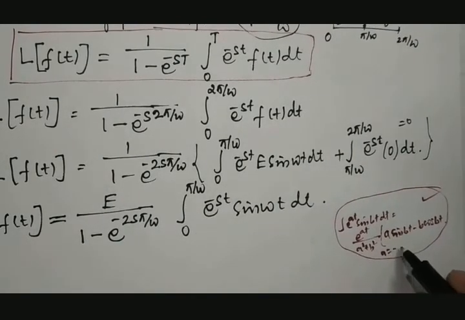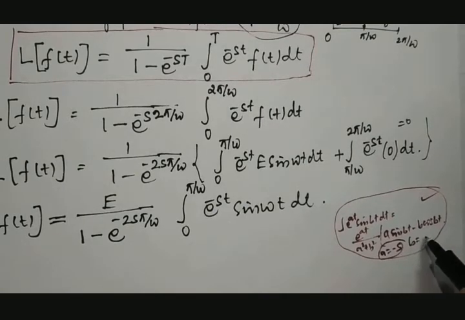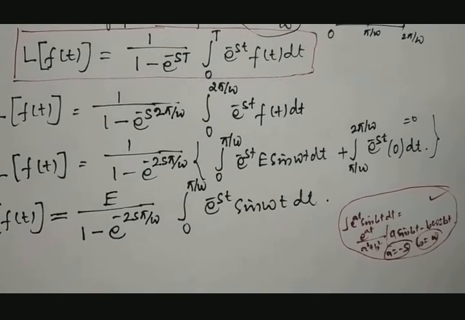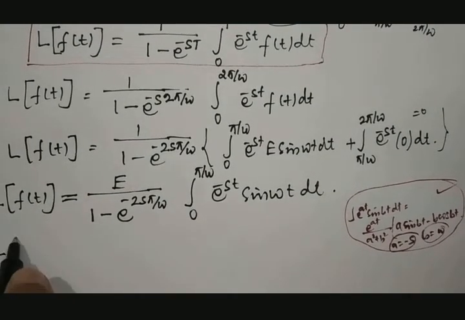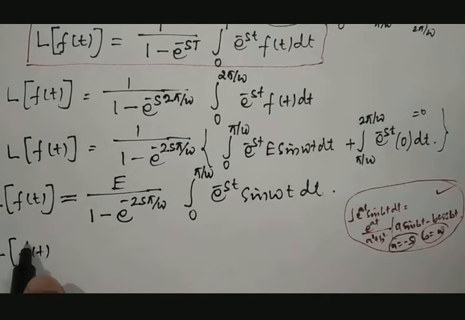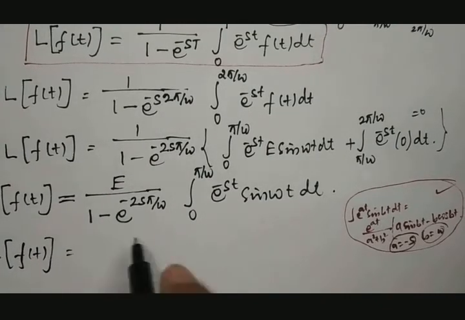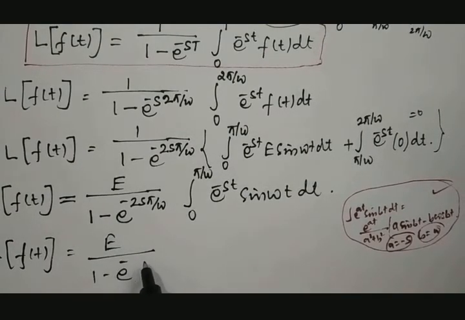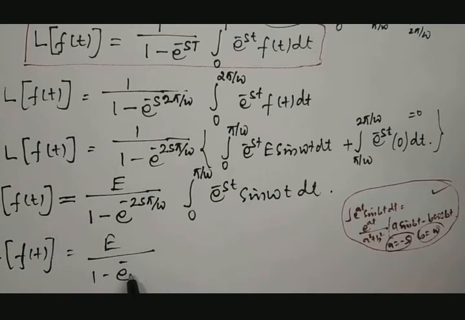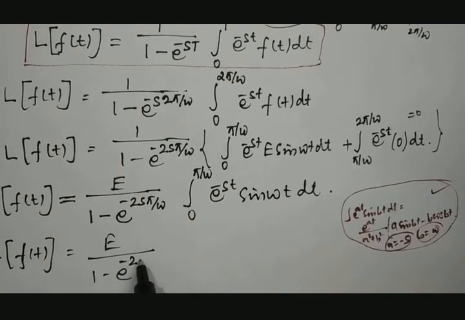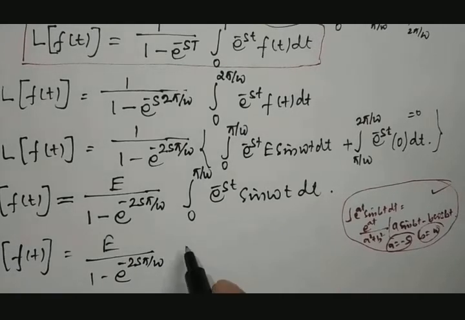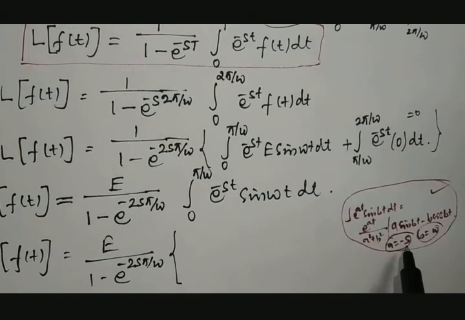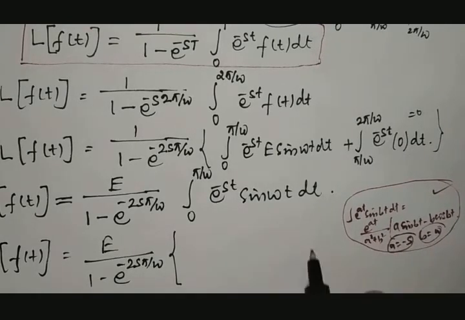A is equal to minus s and b is equal to omega. Fine. So let us utilize this one to obtain the result. Then we will be getting Laplace transformation of f of t is equal to e divided by 1 minus e raised to minus 2s pi by omega into, we can see, if we compare these two with replacement of a and b, then we will be getting a solution.